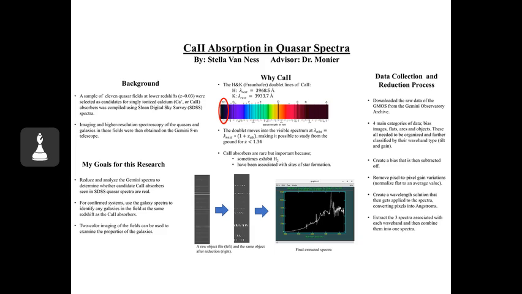So one row would represent the quasar spectra, and the rest of the rows represent the galaxy spectra within that quasar field. On the right, you can see a graph of the final extracted spectra for a quasar. So this is after it has been extracted and stitched together and everything. This is what the end results look like.